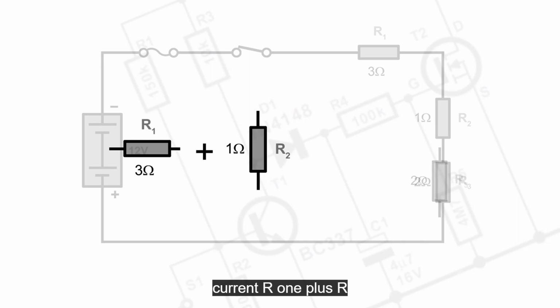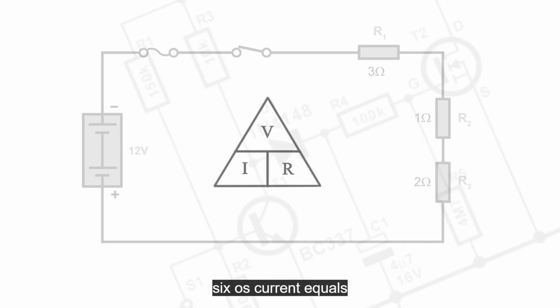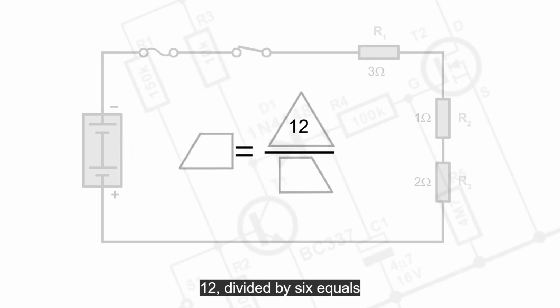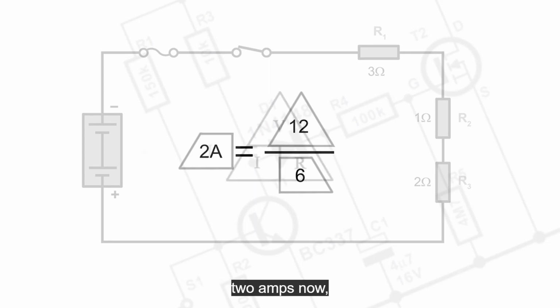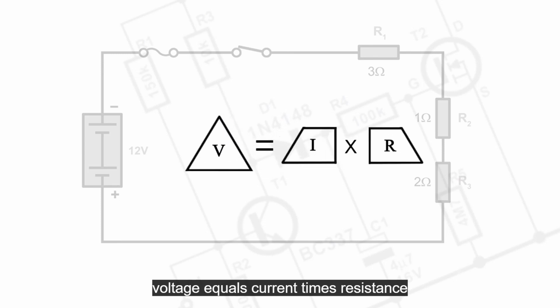R1 plus R2 plus R3 equals 6 ohms. Current equals voltage divided by resistance. 12 divided by 6 equals 2 amps. Now for the voltage drops. Voltage equals current times resistance.